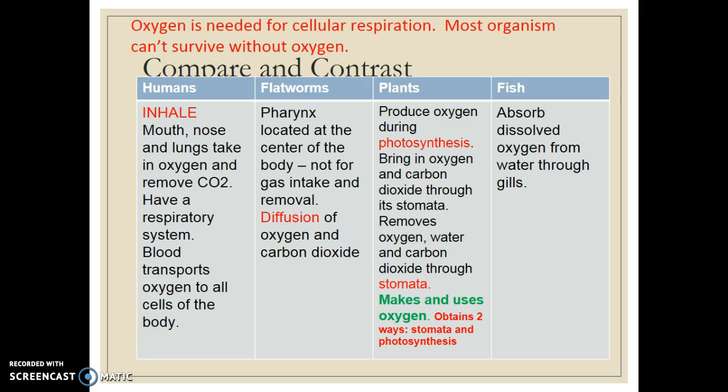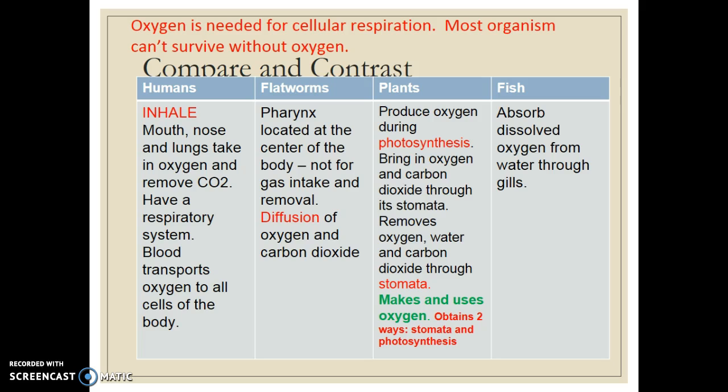Flatworms have a pharynx located in the center of the body, not for gas intake and removal, but they're going to diffuse that oxygen and carbon dioxide through their skin.